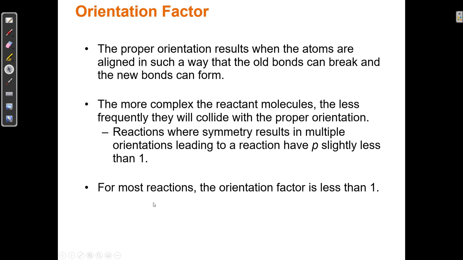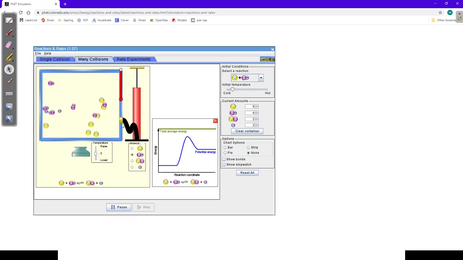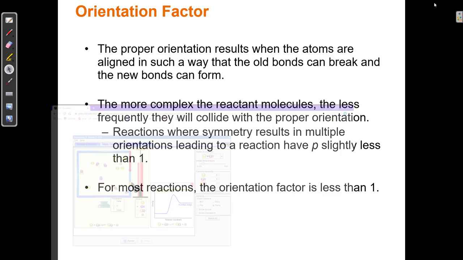So for most reactions, though, this orientation factor is less than one, because for most reactions, just like we saw with the billiard balls over here that are bouncing around, the yellow one's got to strike the purple one in exactly the right spot, and so on for other particles. So there are generally fairly specific orientation requirements for these particles for a reaction to occur.